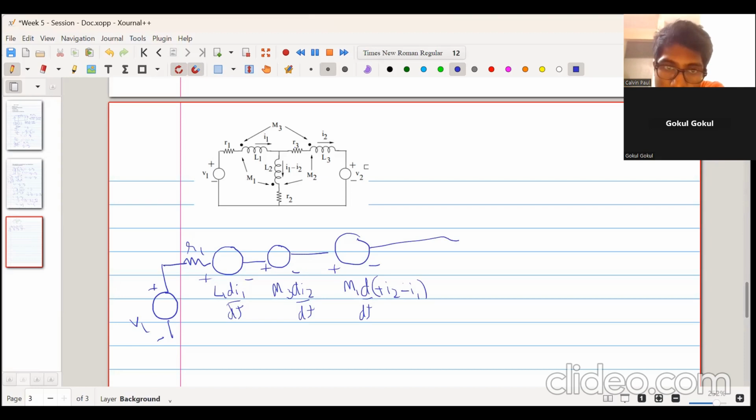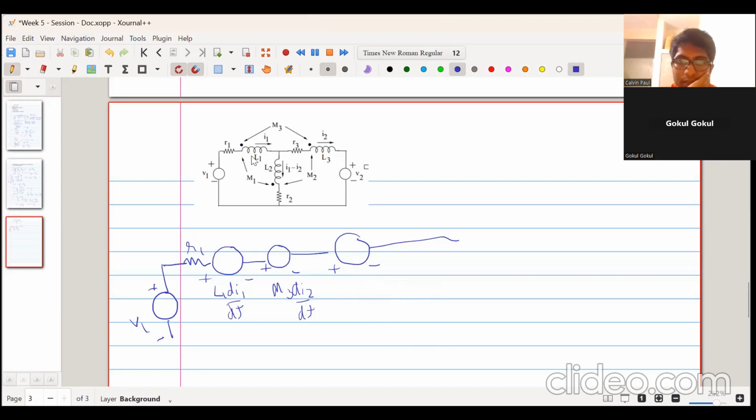Similarly, so any doubts for this part? How this has been found? Sir, how I2 minus I1, sir? I cannot understand, sir. Yeah, please say, sir.